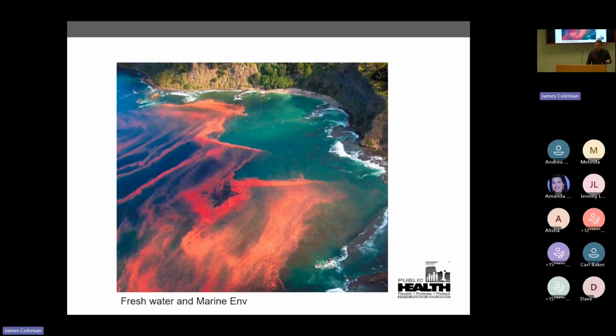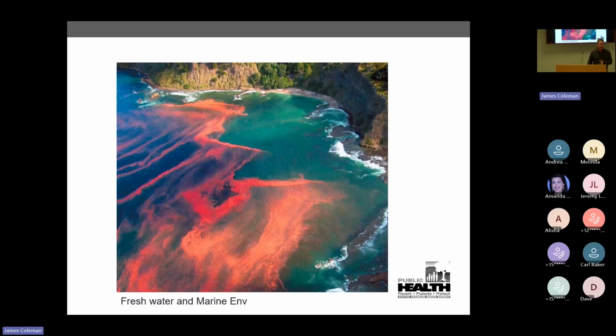Here is a red tide in a marine environment. So algae is, like I said before, also found in marine environments. It can form these red tides, and these red tides can be very harmful to other organisms as well. And unfortunately, filter feeders like clams and oysters can accumulate those toxins, and then when you eat the clams or oysters, you can become very sick.